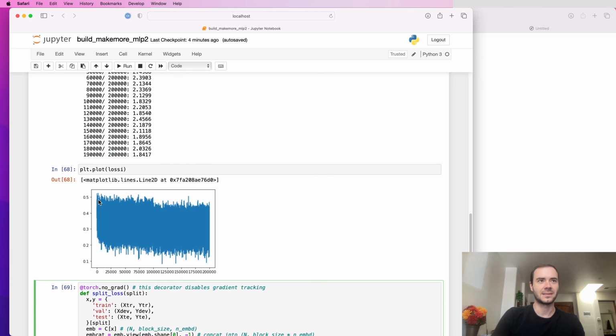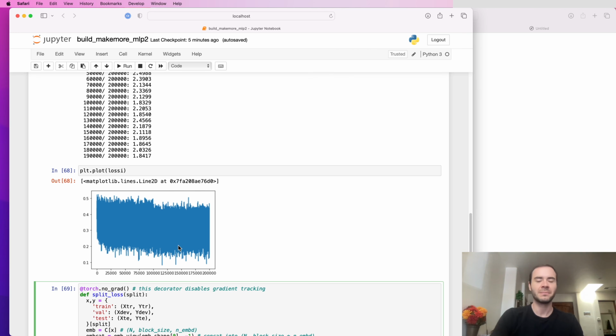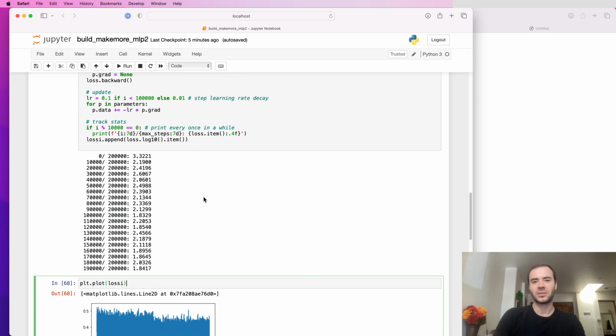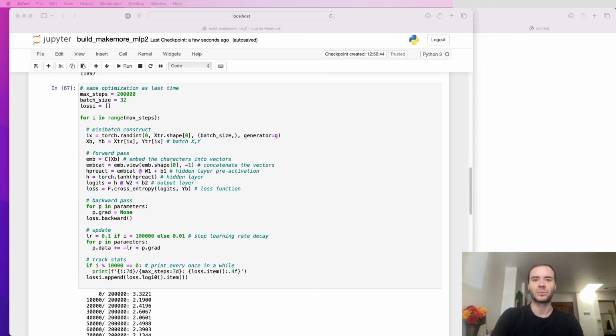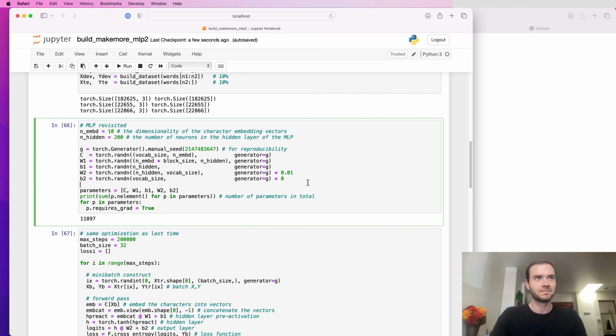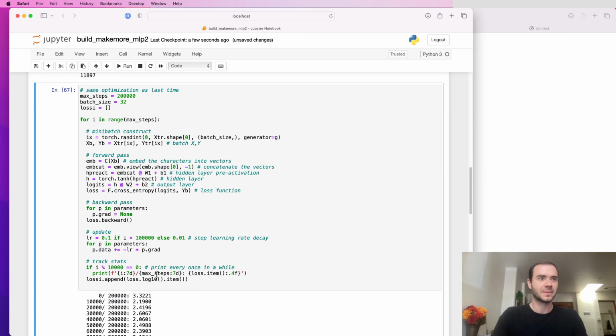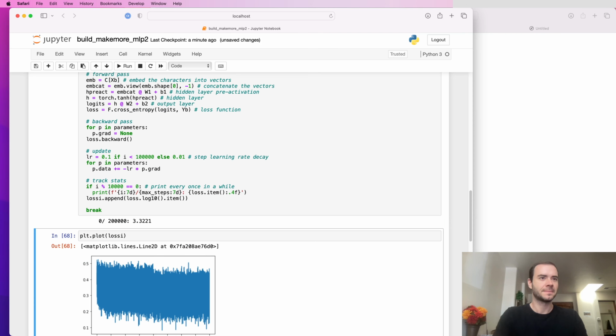And the reason for that is because we're spending more cycles, more time, optimizing the neural net actually, instead of just spending the first several thousand iterations probably just squashing down the weights, because they are way too high in the beginning of the initialization. So something to look out for, and that's number one. Now let's look at the second problem. Let me reinitialize our neural net, and let me reintroduce the break statement.